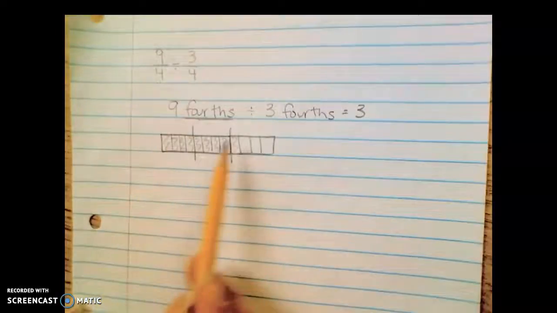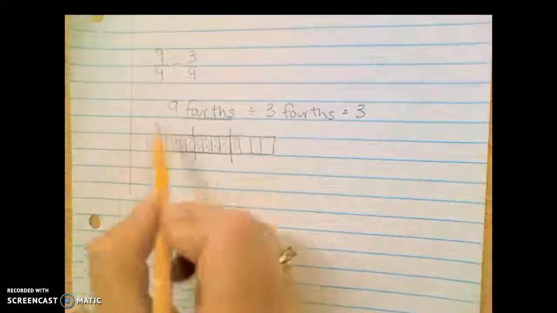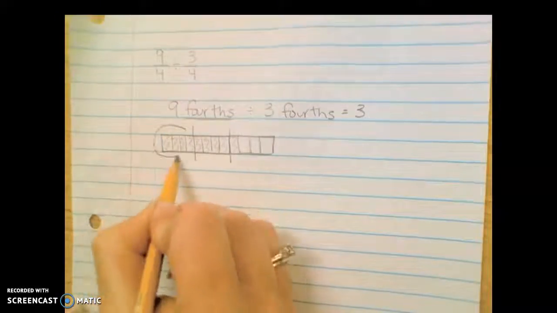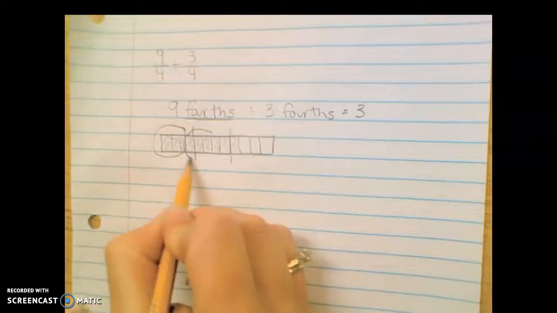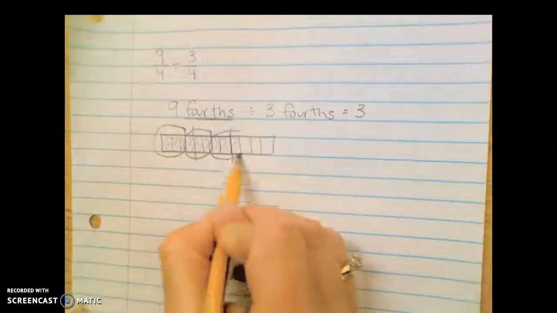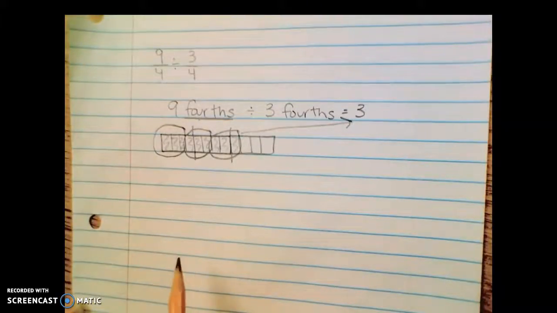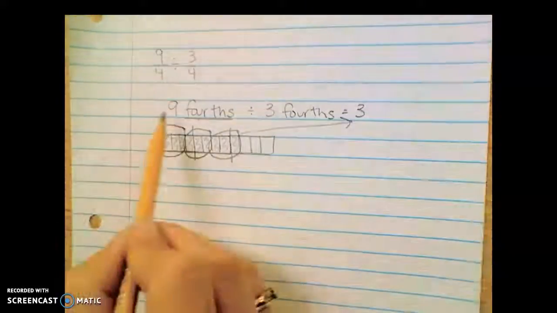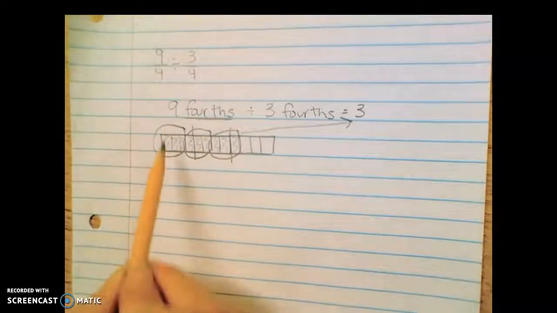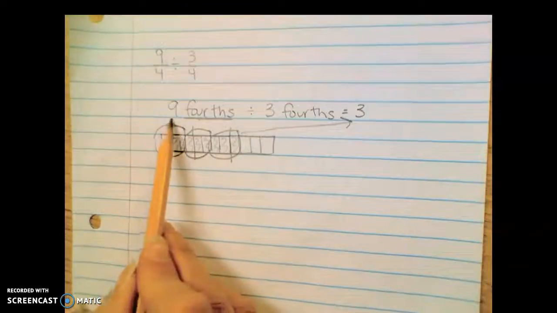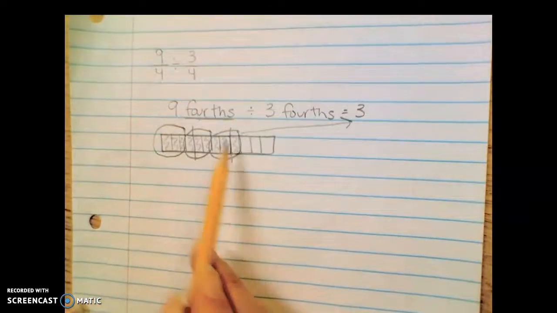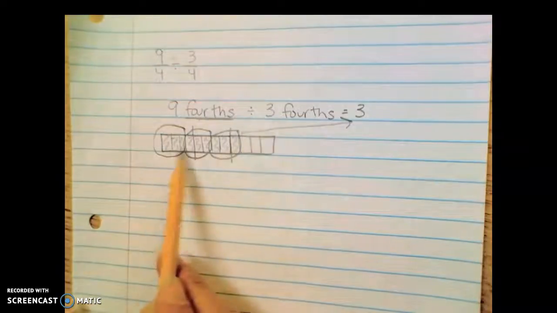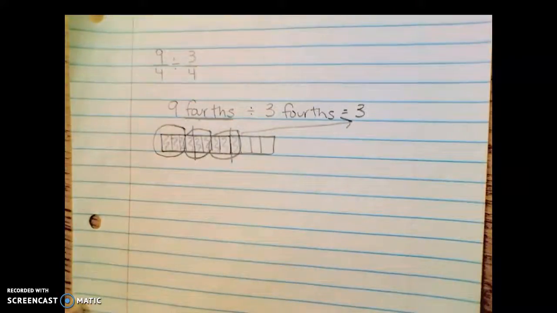So then, how many groups of 3/4? Circle your 3/4. There's 1, 2, 3, and that's why we get our answer of 3. When you do your model, make sure that you're not just doing a model to show me the answer 3. Do the work so that your brain can see the visual of what's happening here. I had 9/4. When I divided into groups of 3/4, I have 3 groups.